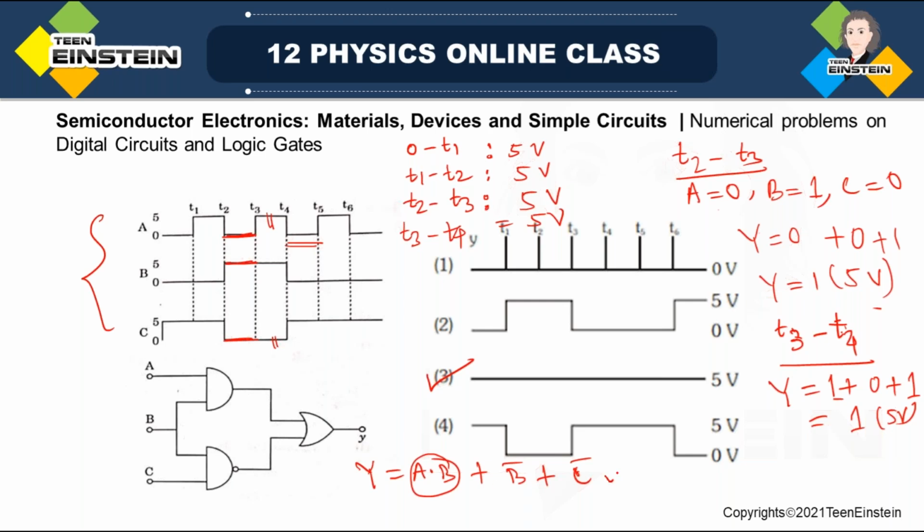Like this we have written, and then we are just putting the inputs from this waveform here for various time intervals. Then we are checking whether the output is low or high. So this is how you have to solve this particular problem. You will get the answer 3. The third option will be the correct answer for this question. That means you will always get output level high.